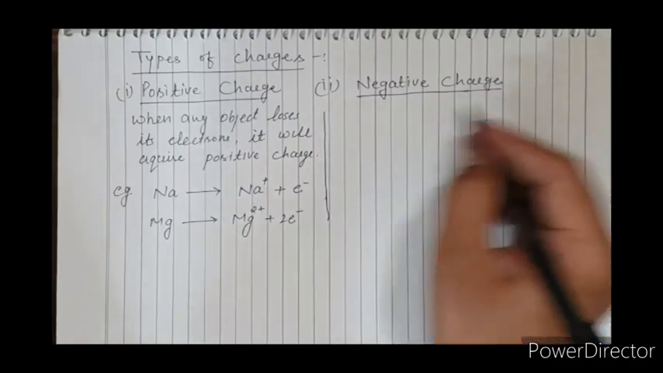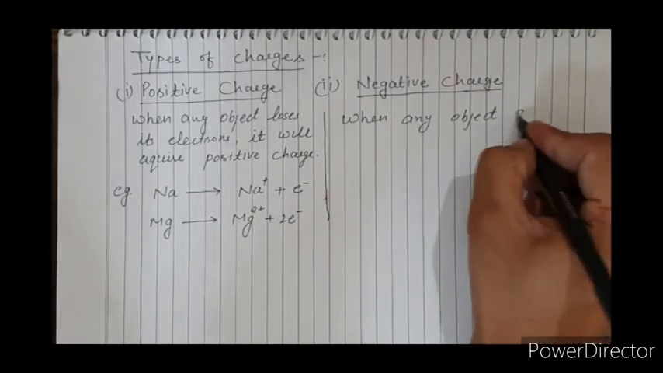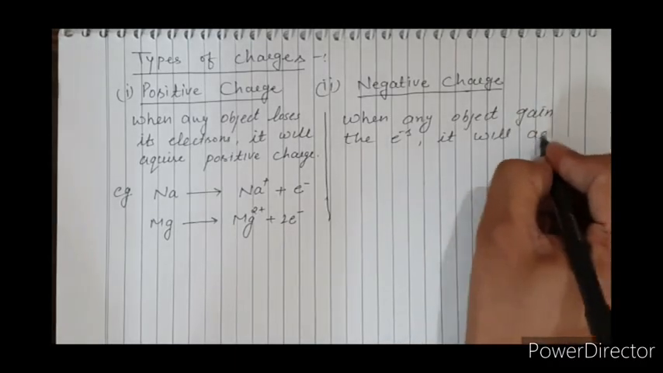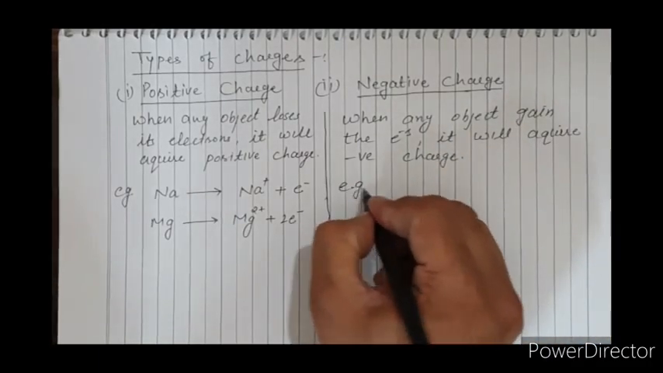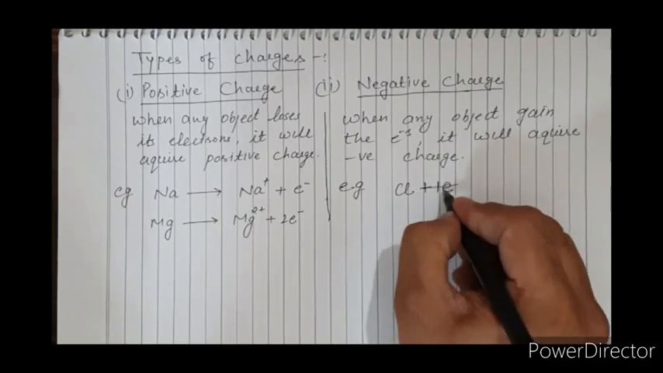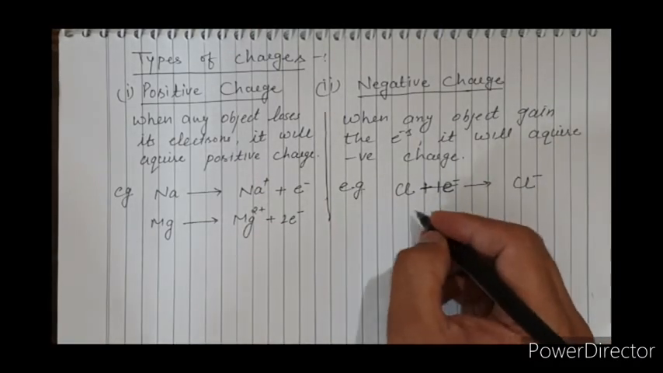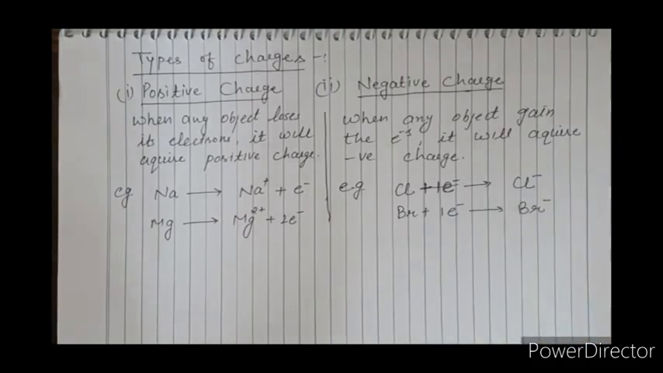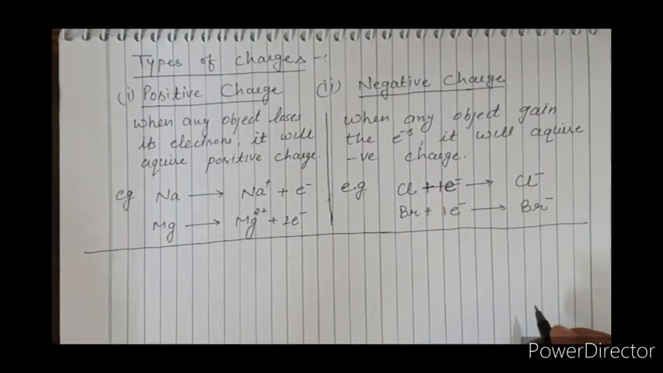In similar manner, we have negative charge. When any object or atom gains the electrons, it will acquire negative charge. For example, chlorine atom. When chlorine atom takes one electron, then it will acquire negative charge. Bromine, when it acquires one electron, also receives negative charge. So these are the two types of charges. Okay.